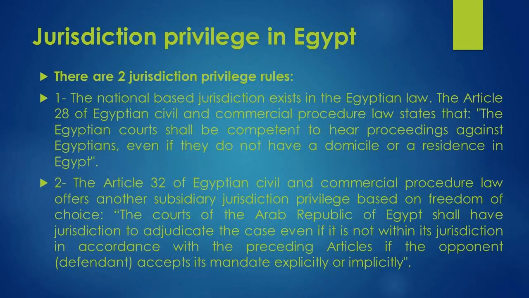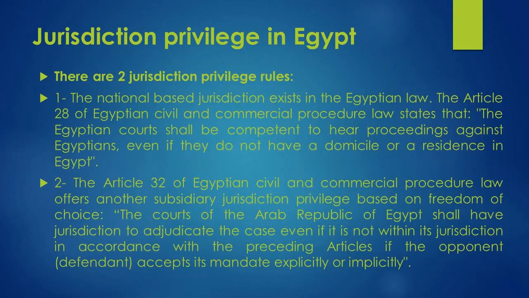How could it be implicit? If you, as a plaintiff, seize the Egyptian court and the defendant doesn't contest, he came in front of the Egyptian court, and it's not enough. He can come and contest. He can raise an exception of incompetence, and he will say that the Egyptian courts are not competent. So he should come and talk about the substance.